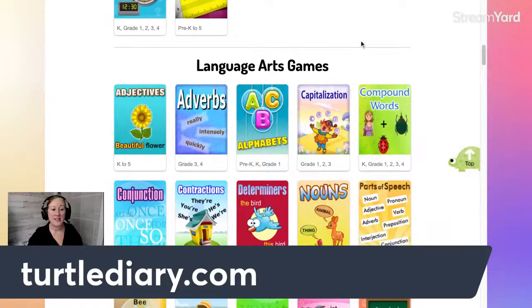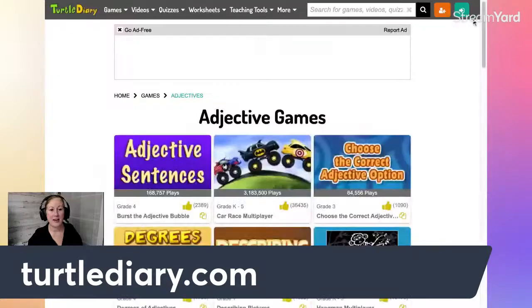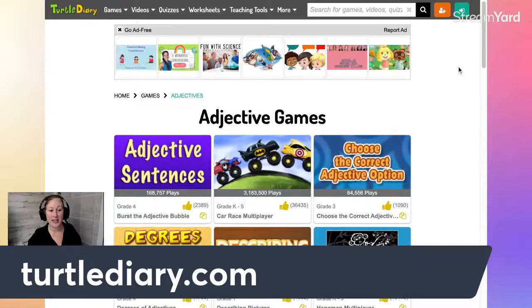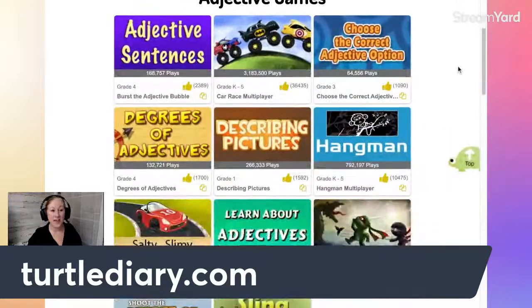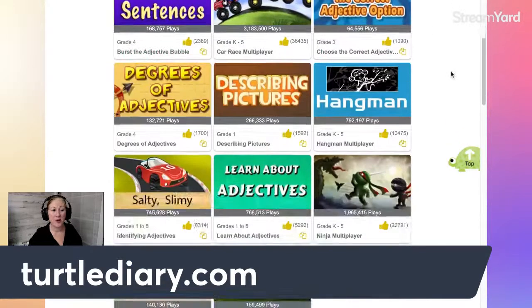So in the case of my student, she needed to practice adjectives. So if I click on adjectives, so just remember, there are a lot of ads on this site. So you may need to click an ad goodbye. You may need to click it goodbye, but then scroll down. Okay. So adjective sentences. This is grade 4. She's a grade 1 student. So I would go to describing pictures for grade 1.